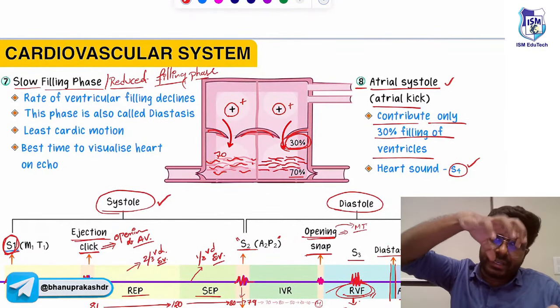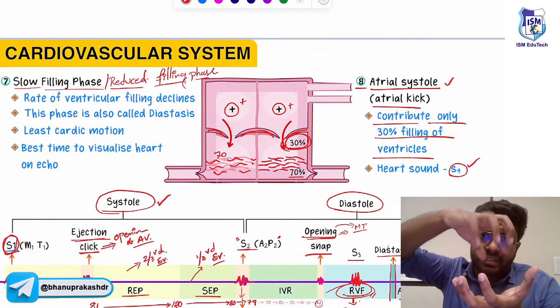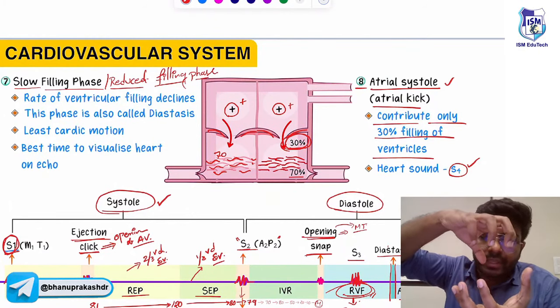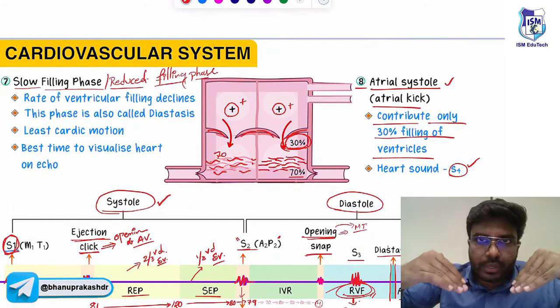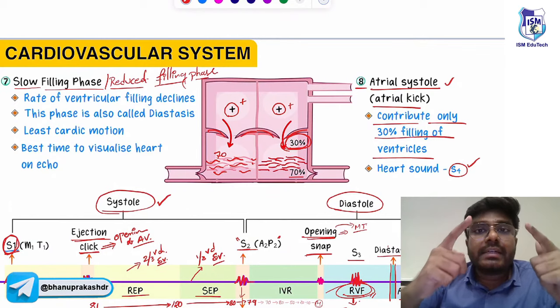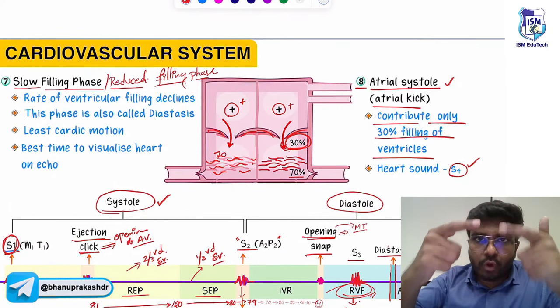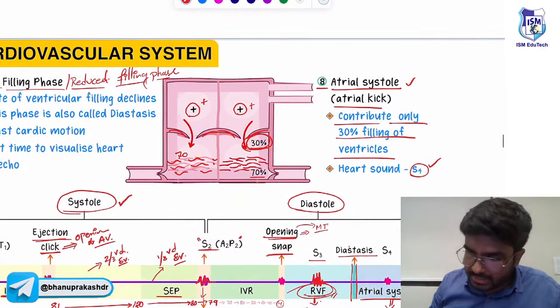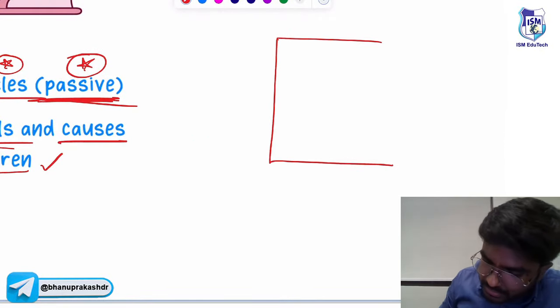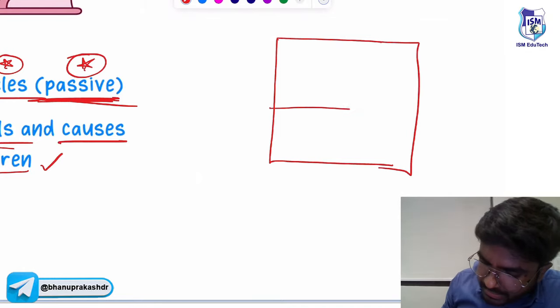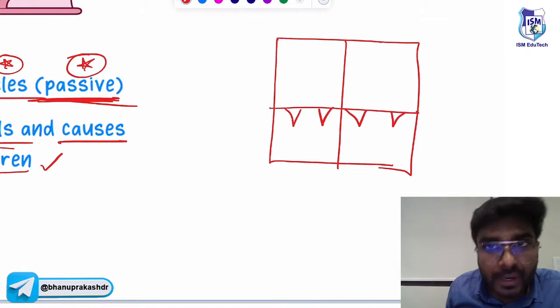Now, this is your atria. This is your ventricle. Right? When the atrioventricular valves are open, almost that 70% of the blood has fallen down into the ventricles. Let me show you in the image format so that it will be helpful. Now, this is your heart with the four chambers. These valves, the atrioventricular valves, are open.